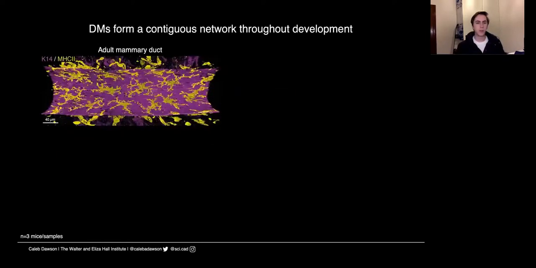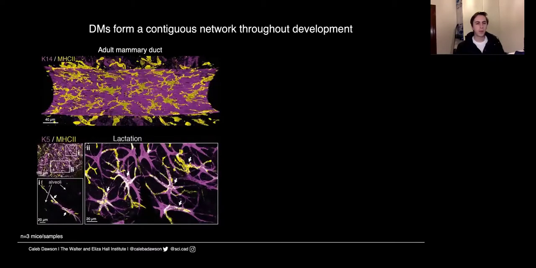Doing some rendering in Imaris using the opaque signal and cutting off digitally the front half of the duct, we can see these cells create a network underneath the outer layer of the epithelium. And when we image in lactation, we can see these cells still, and they interact really closely with the myoepithelial cells, which are stained with keratin 5 or keratin 14. And these myoepithelial cells wrap around the alveoli and contract to squeeze out the milk.